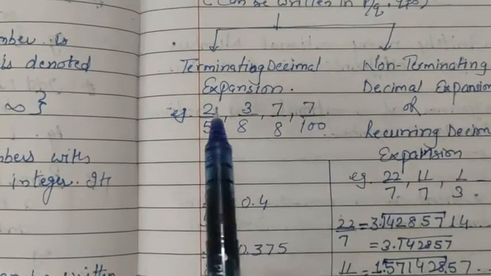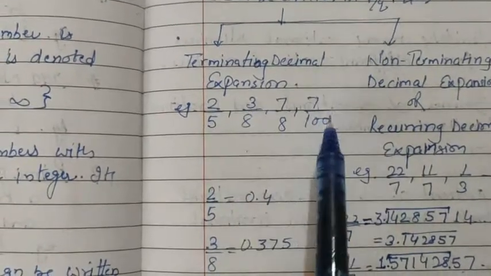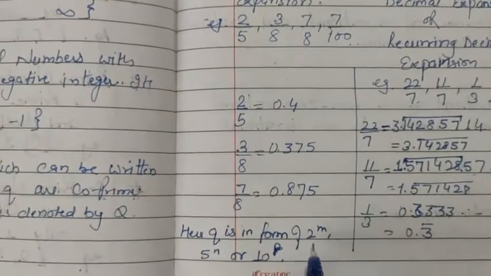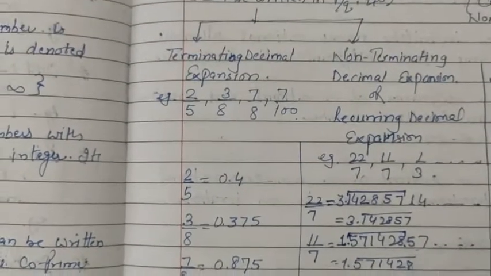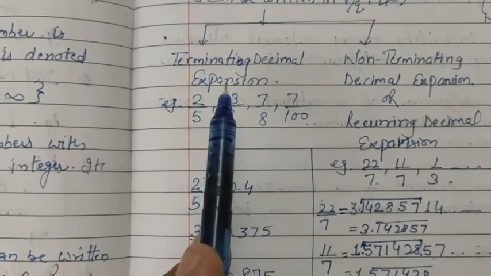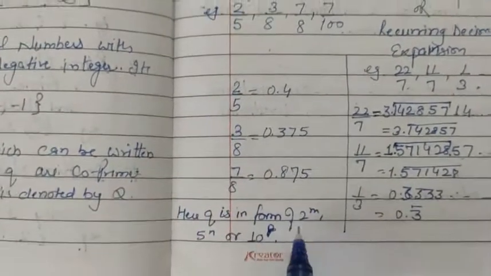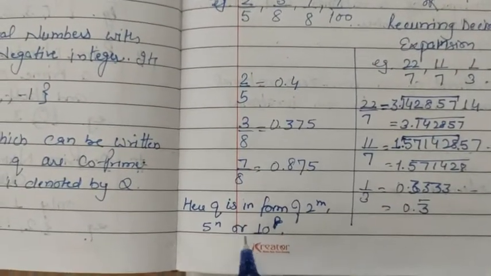So in all these fractions, or we can say all these rational numbers, the denominator is a power of 2 raised to power m, 5 raised to power n, or 10 raised to power p. So keep in mind, all the terminating decimal expansions have their denominator in the form of 2 raised to power m, 5 raised to power n, or 10 raised to power p.